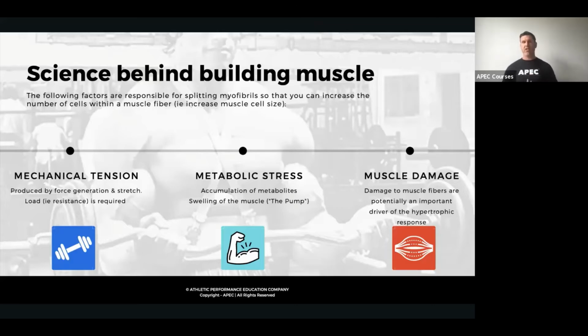Then we have metabolic stress, and this is the accumulation of metabolites or swelling within the muscle, like we talked about with the pump. In order to induce metabolic stress, we've got to give them rep ranges of about 8 up as far as 15. These two components combined, mechanical tension and metabolic stress, create what's called muscle damage, and damage to the muscle fibers is potentially an important driver of a hypertrophic response. Looking at the strength and hypertrophy spectrum in terms of rep ranges, we can clearly identify that we need rep ranges from the low end, 1 to 6, up as far as the high end, 10 to 15, in order to induce the optimal environment for hypertrophy to happen.